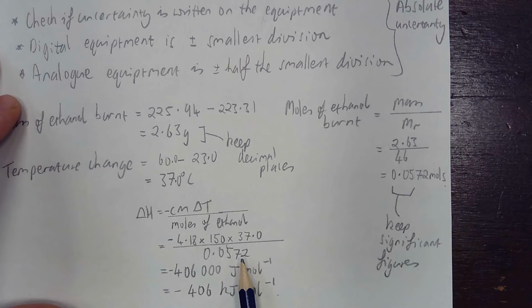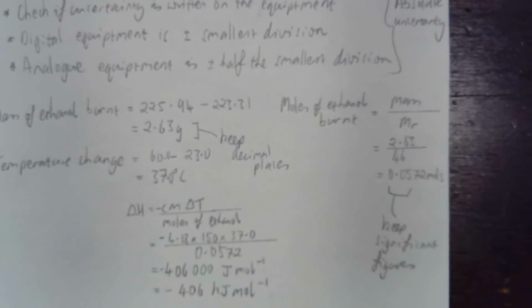Because we are multiplying and dividing in this situation, we are limited by the number of significant figures. Looking at what I have here, all of these numbers are to 3 significant figures, and that means that our final answer should be to 3 significant figures. I've divided it by 1000 to convert it into kilojoules per mole, because that is the usual form for this type of calculation.